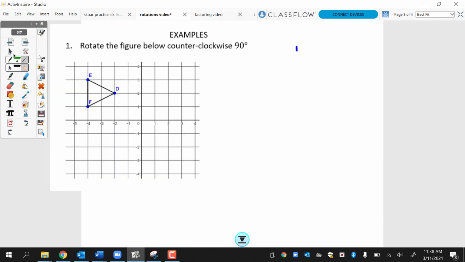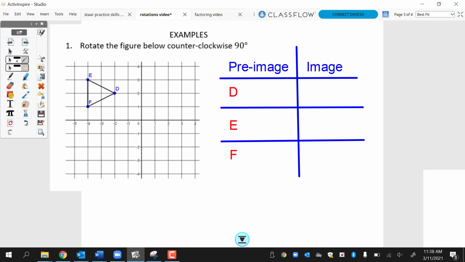So let's do an example. First step is we have to write down our coordinates, okay? So here are coordinates on the graph, D, E, and F. So I am writing down what the coordinates of D, E, and F are. Okay, so the coordinates of D, I look over here, D is right here. We know we're supposed to be writing x comma y, so that's negative 2 comma 2.